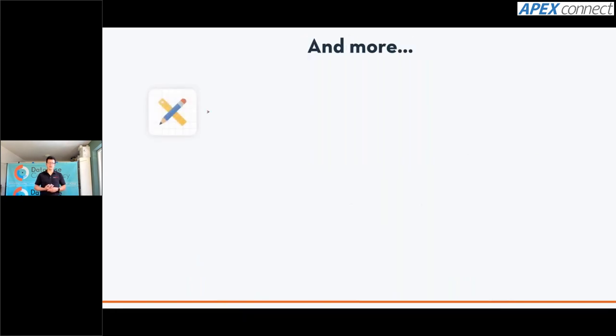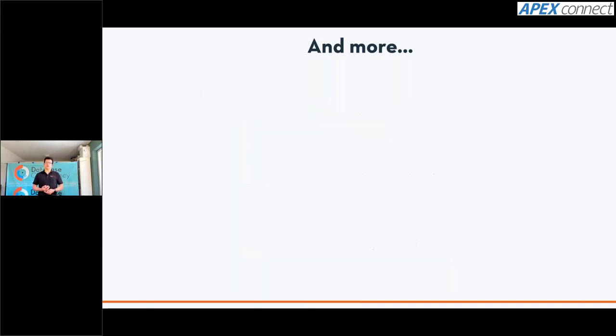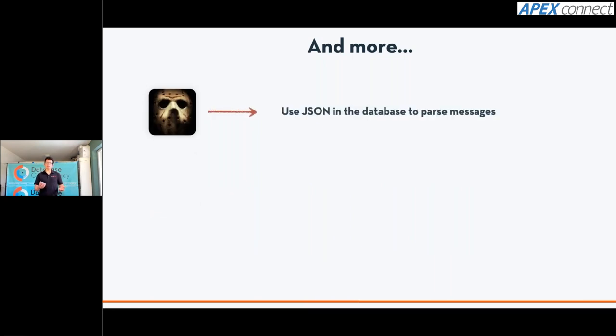So if you consume external services, we use web sources for that. We can use the APEX exec package to call the web sources. And if someone wants to consume services in our place, we use ORDS RESTful services for that. And after that, if you want to do something with JSON, you can use JSON in the database to parse the messages. And you can all try this out in the free cloud.